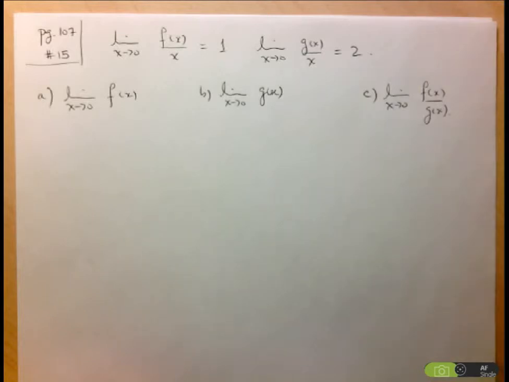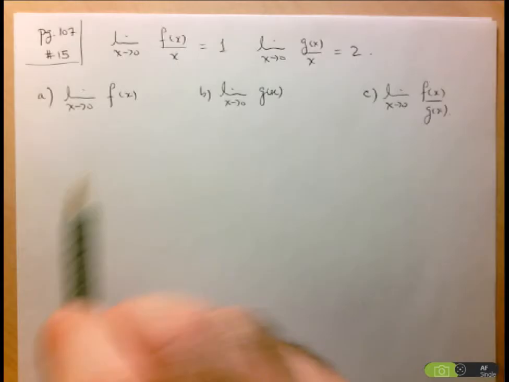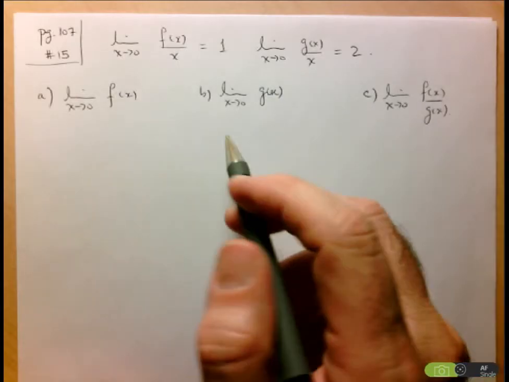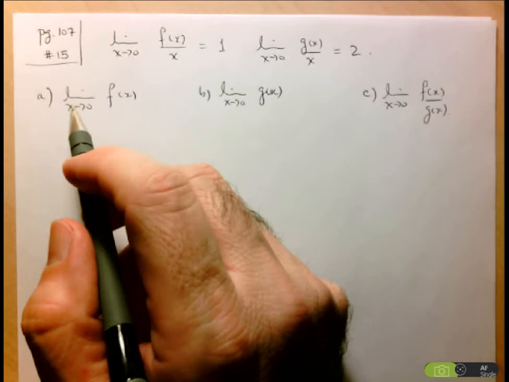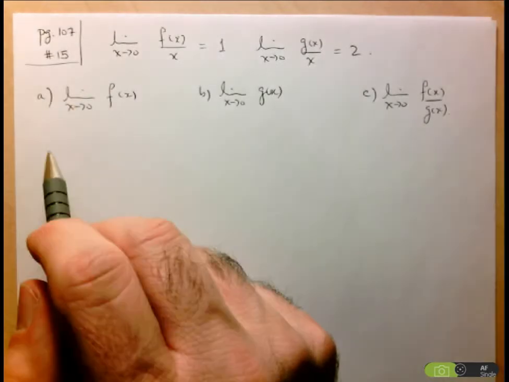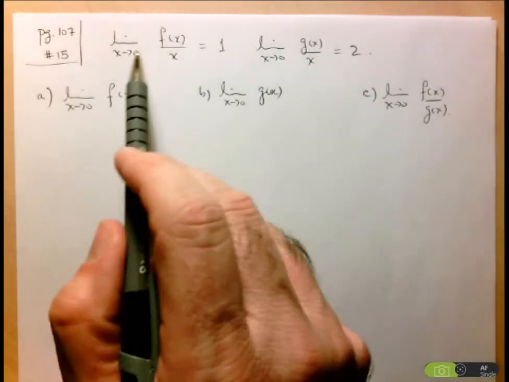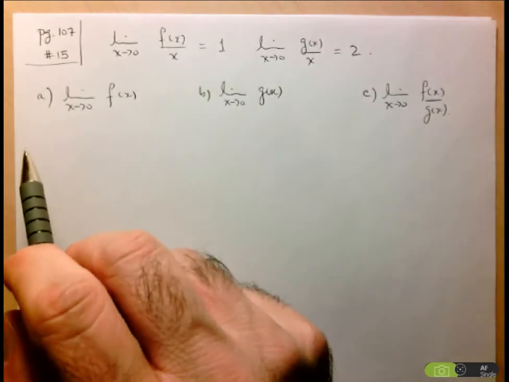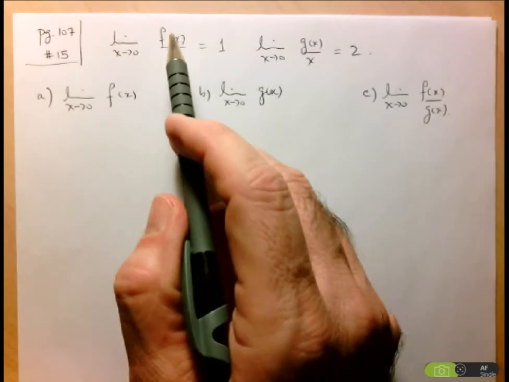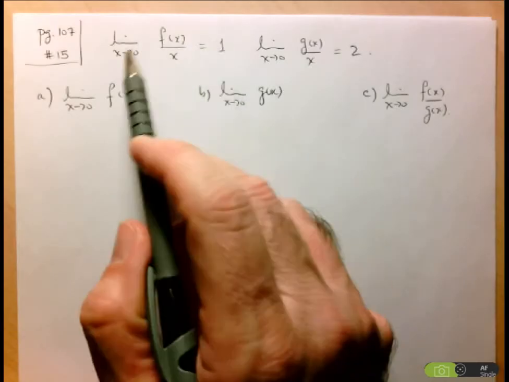Hi folks, so we're looking at number 15 from page 107. We're given these two limits, and then we're asked to find these three limits here. The first thing we have to do is find the limit of f of x as x approaches 0. So I'm going to focus my attention on this first limit that we're given, and we're told that f of x over x approaches 1 as x approaches 0.